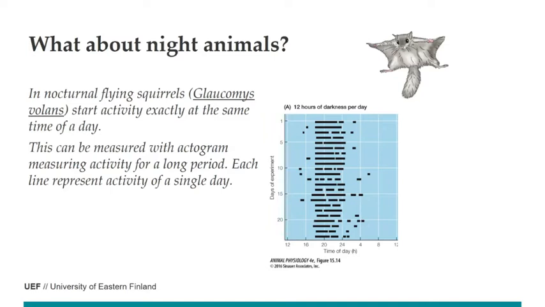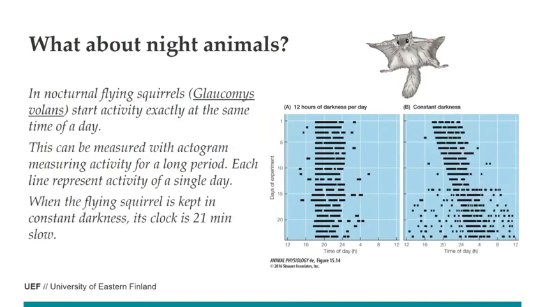But if these animals are kept in constant darkness, then this clock is slow. So it starts the activity later and later and later, because it's in constant darkness. So this clock we have inside is somehow getting the signal from the sunlight to put the clock in the right time. And that's why sunlight is a phasing factor. It's called Zeitgeber. So it keeps the time of these inner clocks.